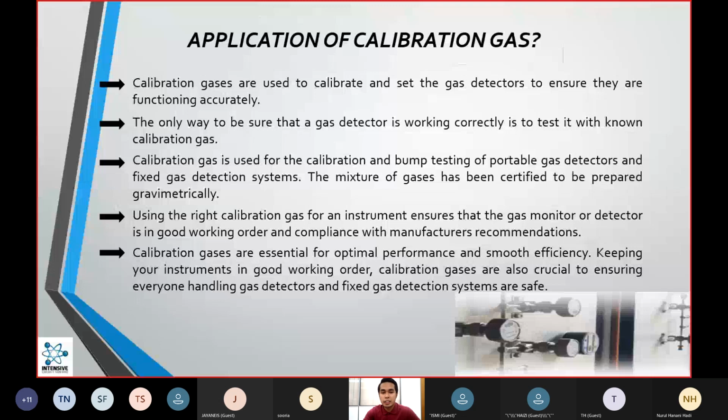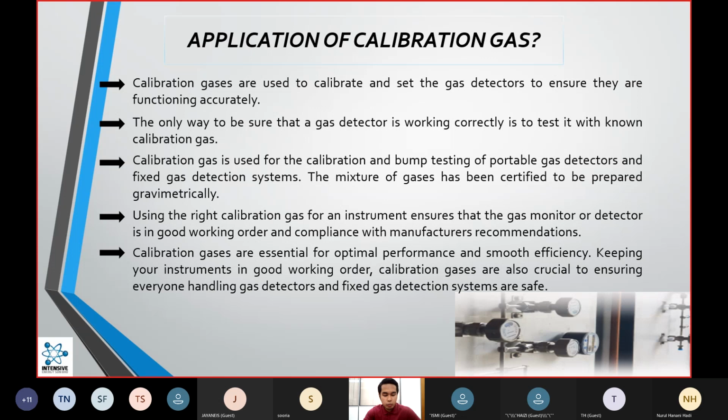Calibration gases are essential for optimal performance and smooth efficiency. Keeping your instrument in good working order, calibration gases are also crucial to ensuring everyone handling gas detectors and fixed gas detection systems are safe. So with time, analytical instruments such as gas detectors or gas analyzers need to be calibrated based on manufacturer recommendation. Like I said before, maybe once a year or twice a year.